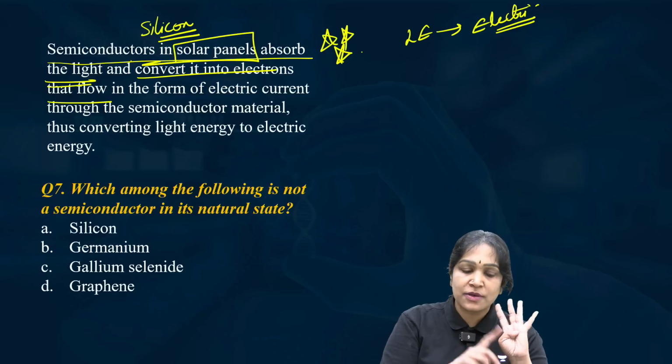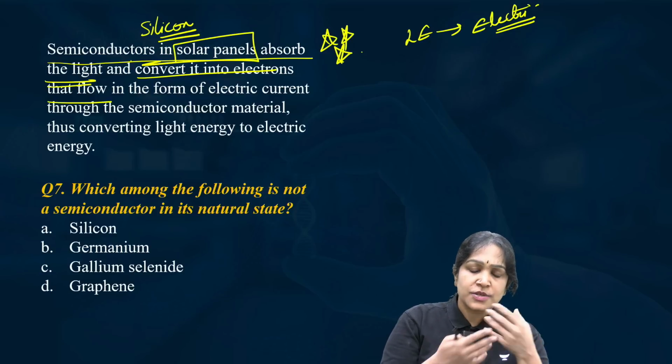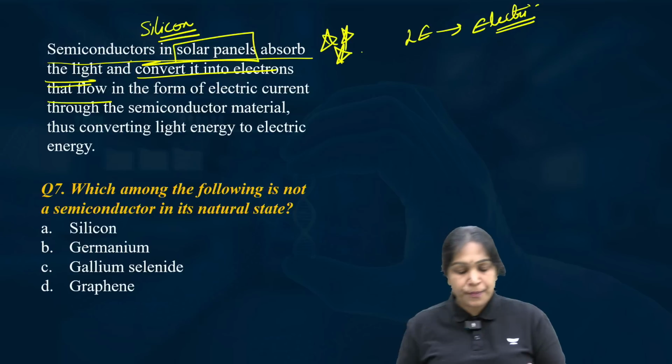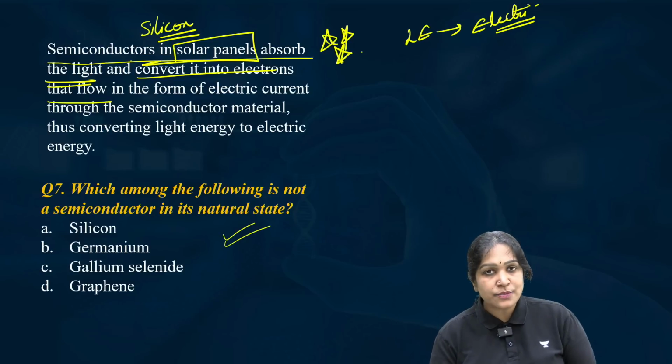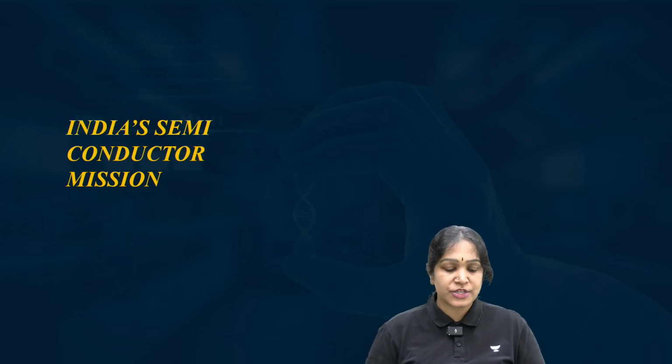So LED lamps, all electrical devices, electronic devices, solar panels, spacecraft, so a very wide range of applications. So semiconductors are very important. There is one practice question. Solve this and give me your answer in the comment section.